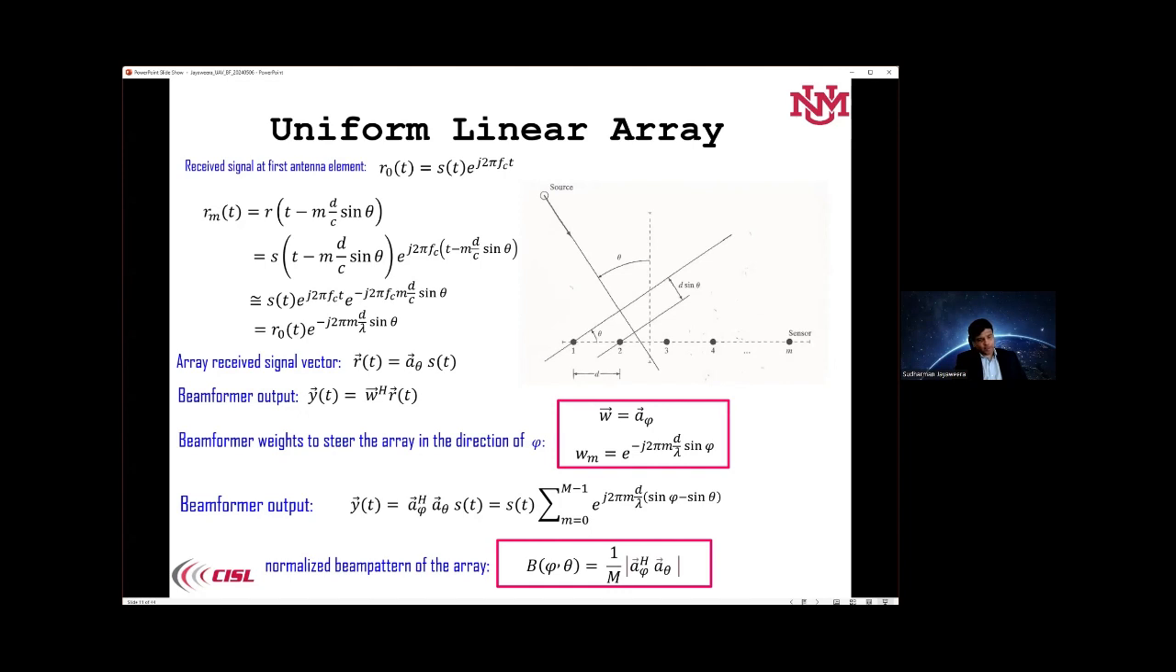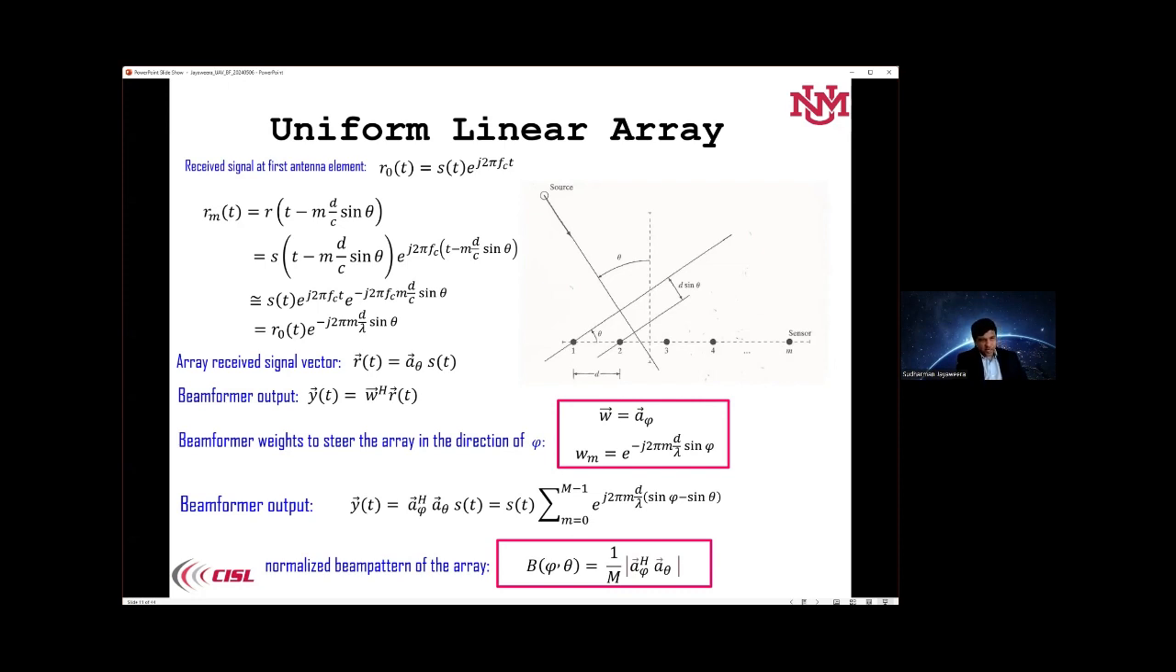Then what essentially happens is that with respect to the first element, the wavefront that reached the second element has traveled an extra distance, and that extra distance is d times sine theta, if theta is the angle that the wavefront makes with the vertical to the antenna array. So because of that, if you consider the mth element in the antenna array, then in general, it will have a delay of m times d sine theta divided by the speed of light compared to the first element. And this is the important point.